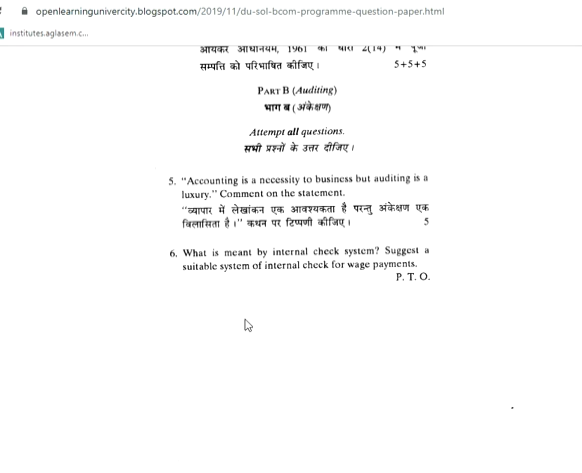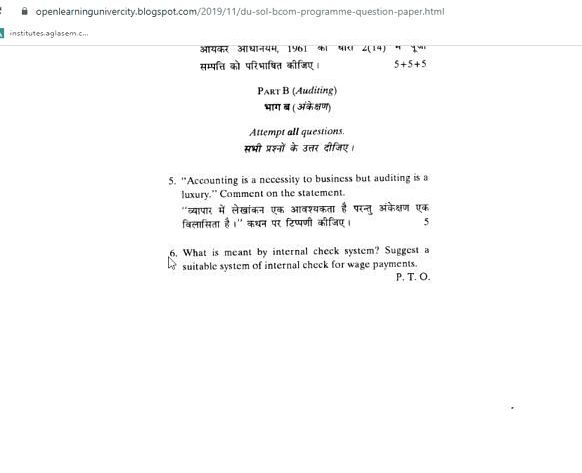And what is the question? Accounting is a necessity to a business, but auditing is a luxury. Comment on the statement. You have to explain it properly. This contains 5 marks. It's a most important question. You have to prepare properly, because this question is repeated every year again and again.